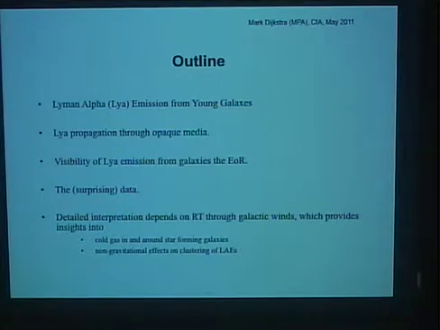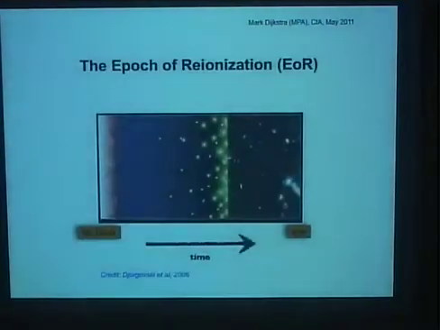I'll discuss that in detail. The detailed interpretation depends, I think especially strongly, on Lyman Alpha transfer through galactic winds. And I think this is a very fundamental and very interesting problem in the study of galaxy formation in general, because it provides you with insights into the distribution of cold gas in and around galaxies, and also its kinematics. And if I have time, then I'll discuss a little bit on why I think understanding this radiative transfer through galactic winds and the intergalactic medium is actually very interesting in shaping the observed clustering of Lyman Alpha emitters, even well after reionization is completed.